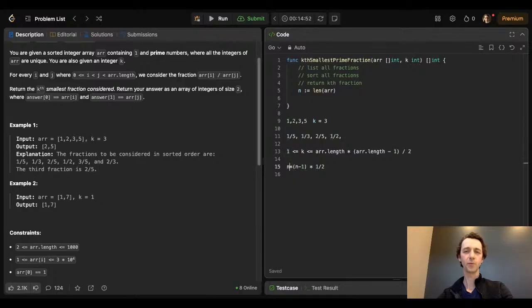Yeah, this formula looks familiar to me. This reminds me of the number of all possible fractions in this case. Yeah, 1, 2, 3, 4. All the possible pairs. This is probably, it looks like so, yeah.